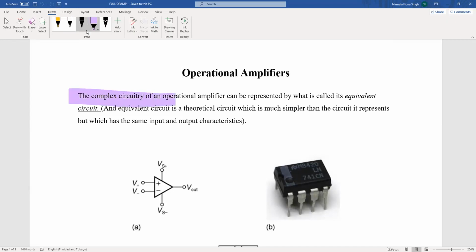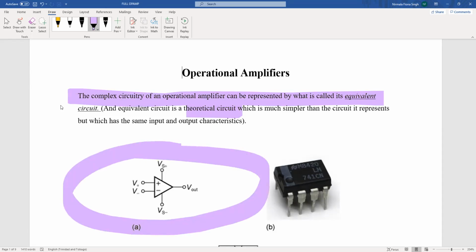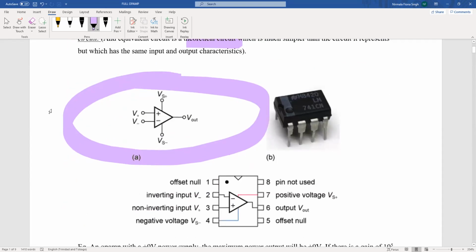All right, so the complex circuitry of an op-amp, of an operational amplifier, can be represented by what is called an equivalent circuit. An equivalent circuit is a theoretical circuit which is much simpler than the circuit it represents. So our equivalent circuit is basically what we have been using all this time in the topic, which is our two inputs. We have our non-inverting input, we have our inverting input, we have our output, and then we have our source voltages. That is everything we are usually concerned about.